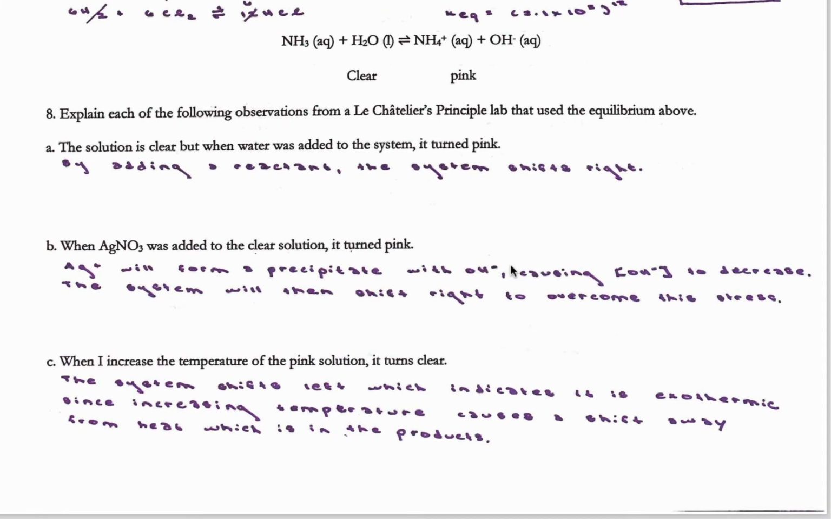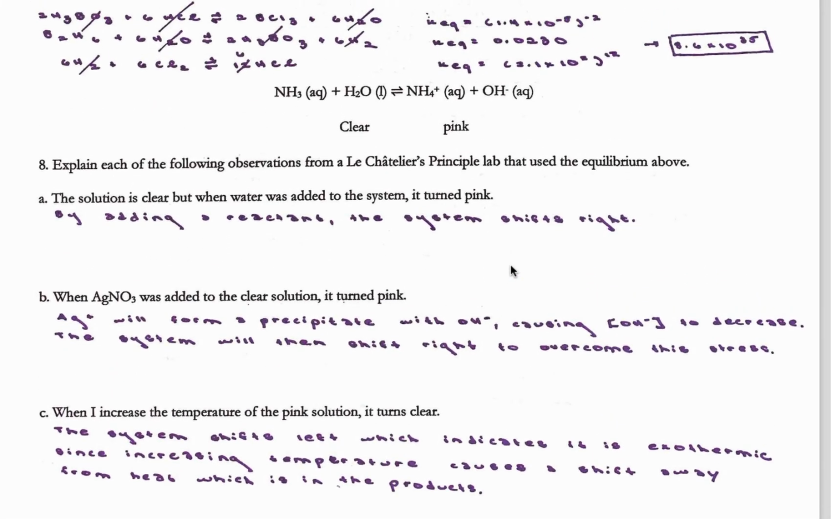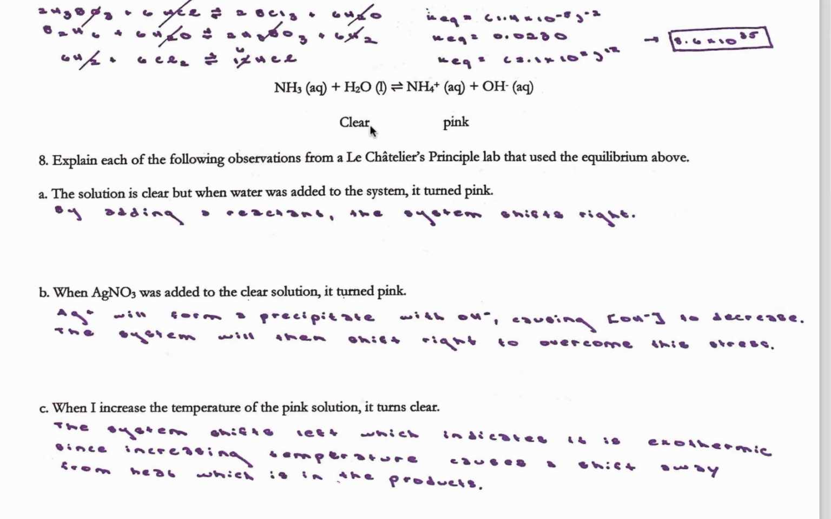For C, it says when I increase the temperature of the pink solution, it turns clear. So why would it shift left when I increase the temperature? Well, that lets me know, hey, your reaction here is actually exothermic. So if heat is on the product side and I raise the temperature, that would explain why I have a shift to the left.